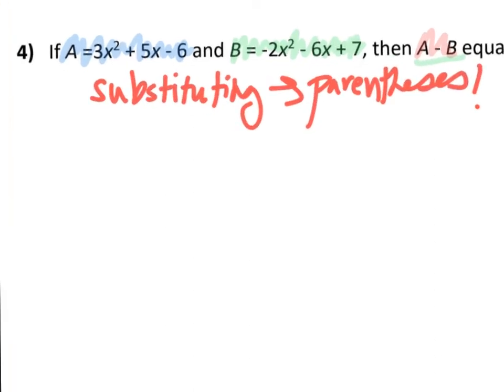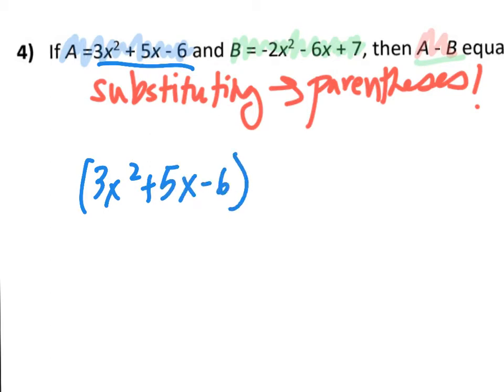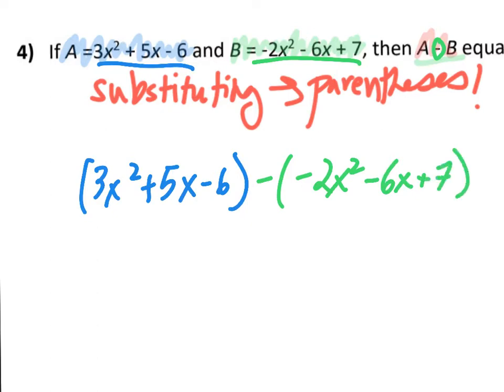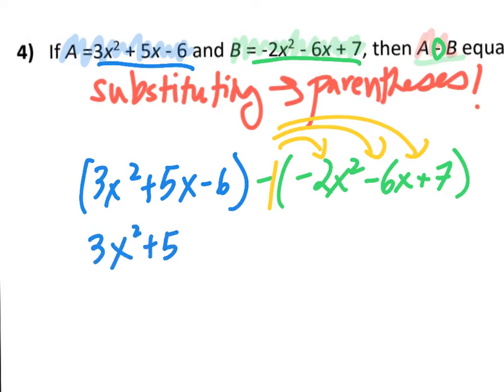My a is this expression right over here, right? 3x squared plus 5x minus 6. And then I want to subtract, right? So I'm going to subtract b right over here, right? Negative 2x squared minus 6x plus 7. Okay, now remember, whenever we're subtracting an expression, it's like distributing out a negative 1. So I need to distribute that negative 1 to everything in my second expression. And so when I do that, right, I didn't do anything to my first expression, so I'm just going to bring it down, and I'm going to take away the parentheses just because I don't really need them anymore.